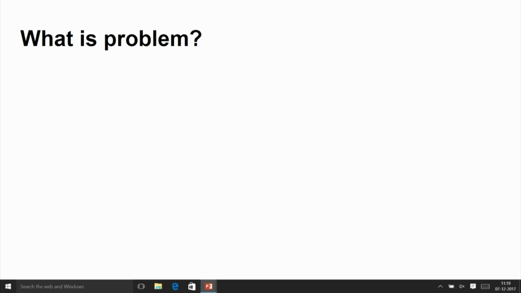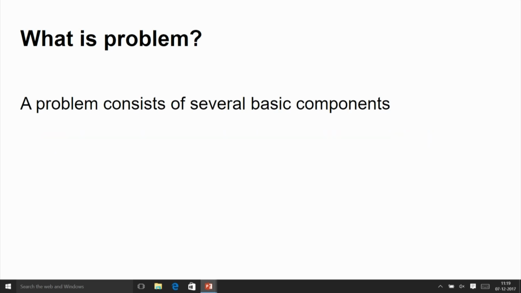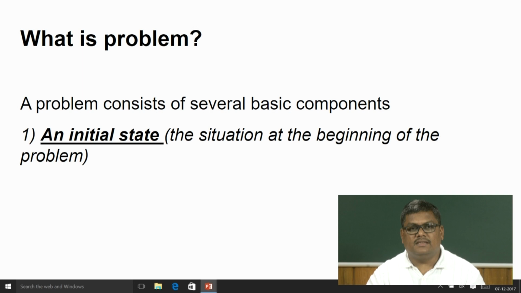So, what is a problem then? What do we call a problem? As I explained to you with an example, generally a problem consists of several basic elements. The first part of it is called the initial state. This is the situation at the beginning of a problem. So, this is the point at which a problem starts.